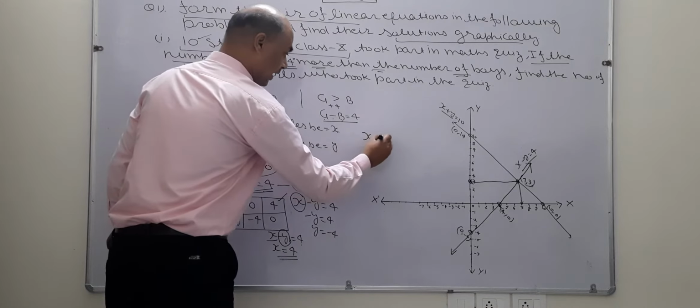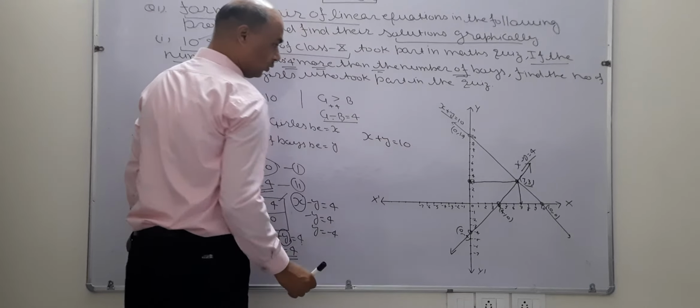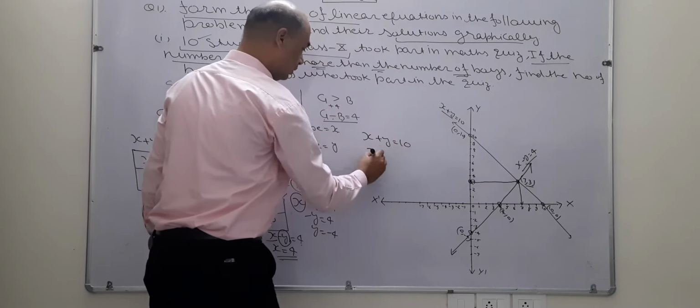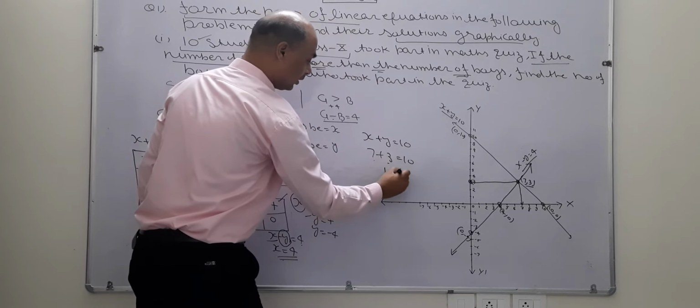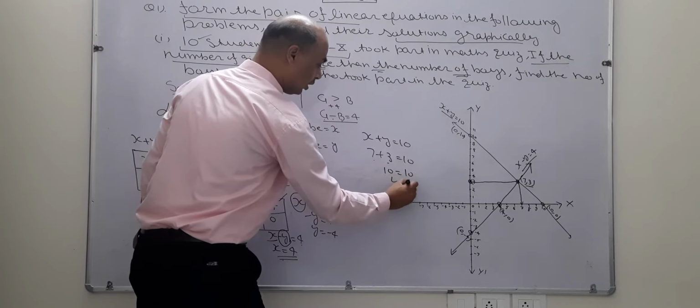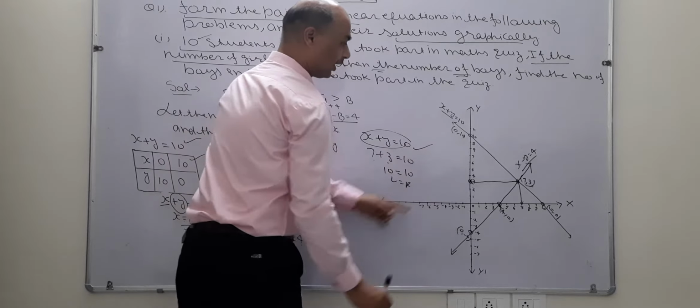Right here, x plus y equal to 10. Now x value is 7, y value is 3, equal to 10. 3 plus 7, 10 equal to 10. Both the sides are equal. It means our answer is correct. Okay.